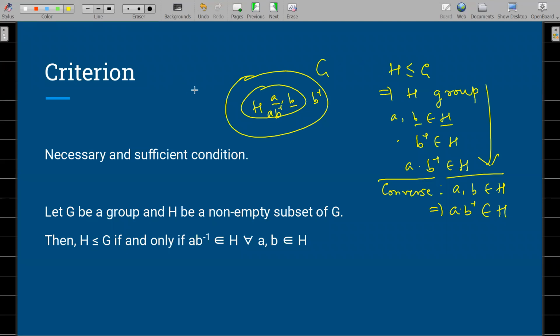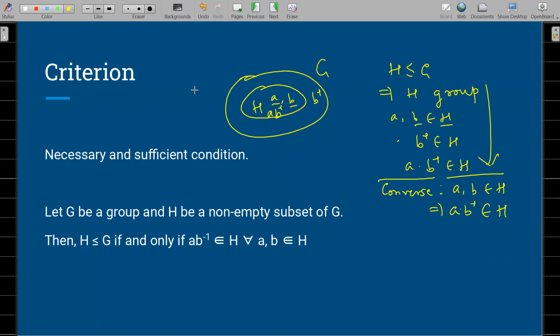Point clear? I'll say once again, H is not a group. We want to prove H is a group, right? So I can't say B inverse directly belongs to H, or even talk about inverses, if it is not a group. I don't know what the inverse is. So what inverse are we talking about? What do I mean by B inverse here?